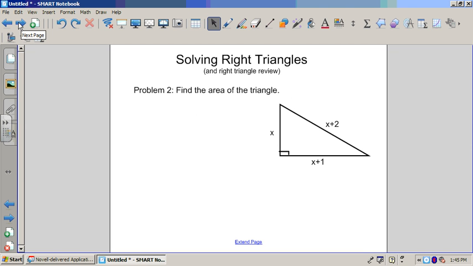Problem 2, find the area of the triangle. Go ahead and pause the video and try this on your own.